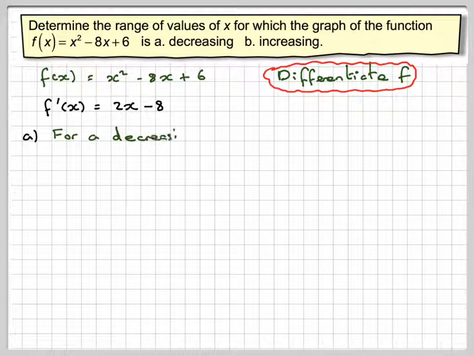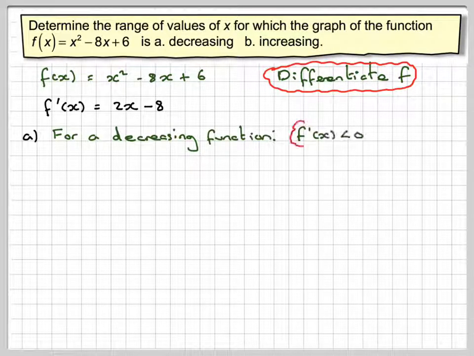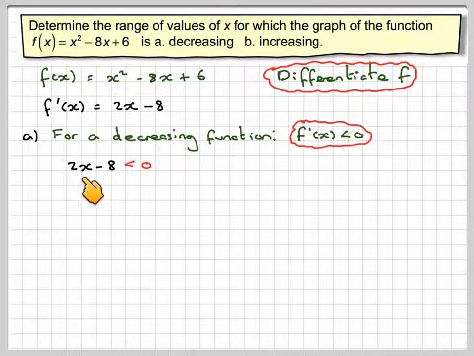Right, for a decreasing function, f dashed of x must be negative. So what we do is we take this and we form an inequality. So we've got 2x minus 8 is less than 0. And then if we remember the rules of inequalities, we can solve that.